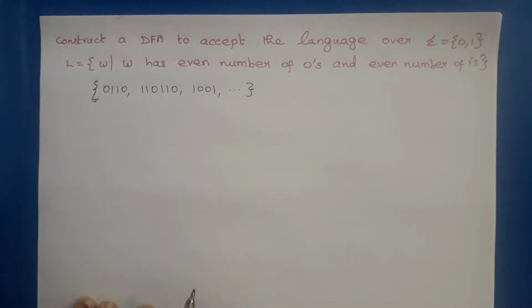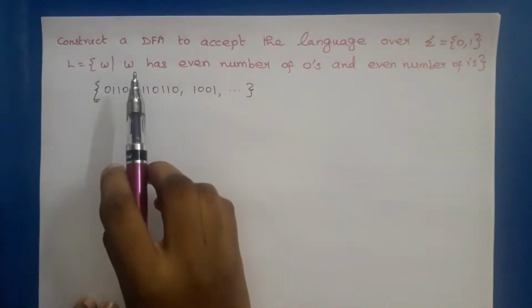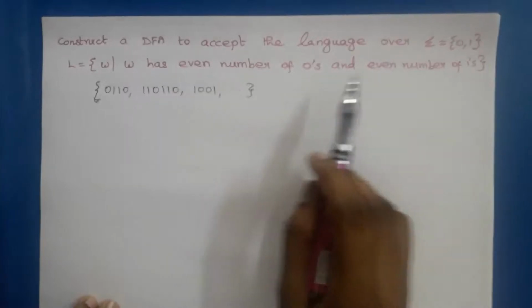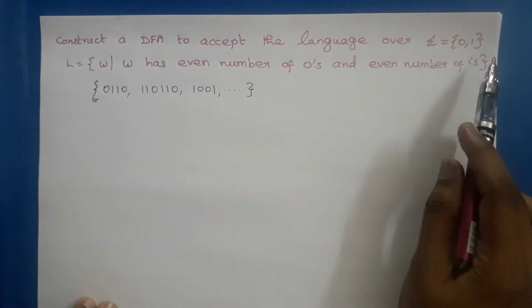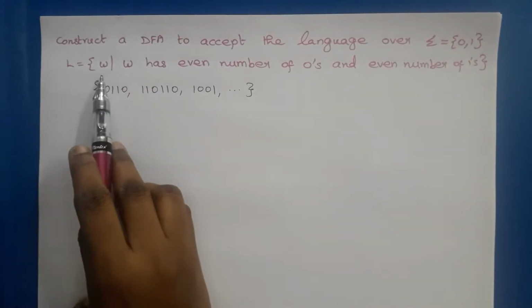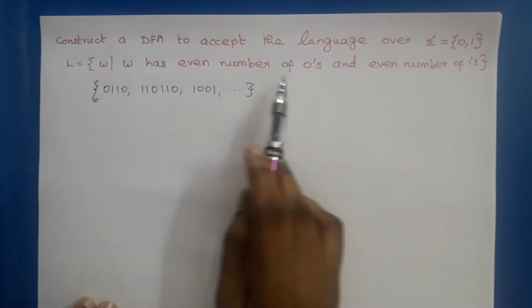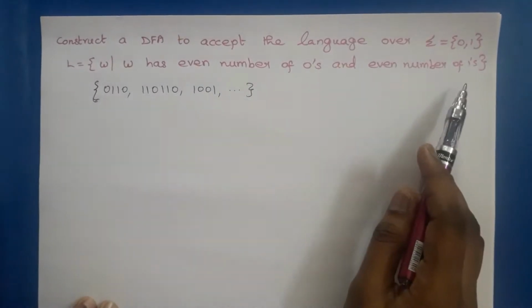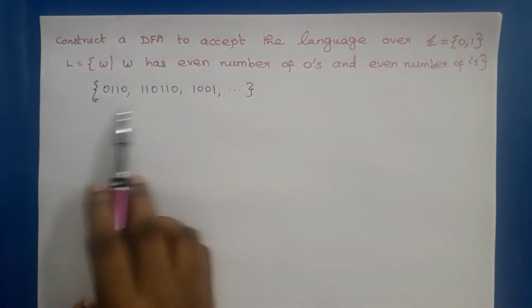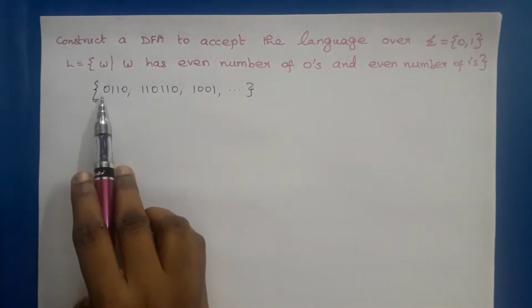Hello all. In this video, we are going to construct a DFA to accept the language over sigma equal to {0, 1}, where the language L accepts the set of strings W such that W has an even number of zeros and an even number of ones. So this is an example for even number of zeros and even number of ones.